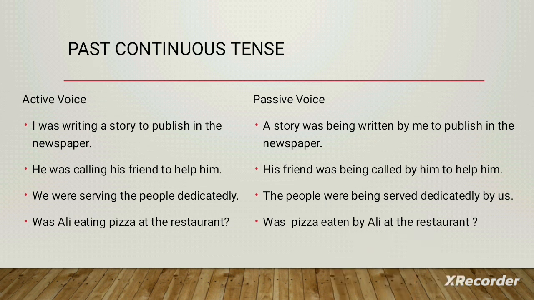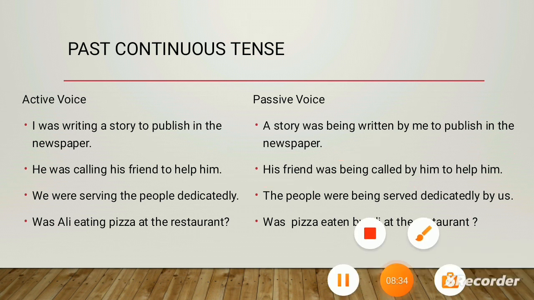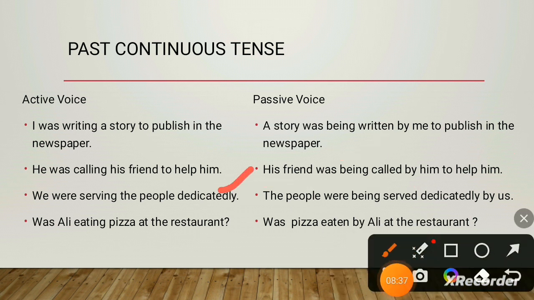We go through the next example. He was calling his friend to help him. His friend was being called by him to help him. Next example. We were serving the people dedicatedly. The people were being served dedicatedly by us.